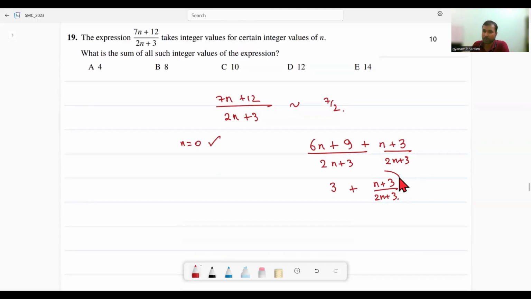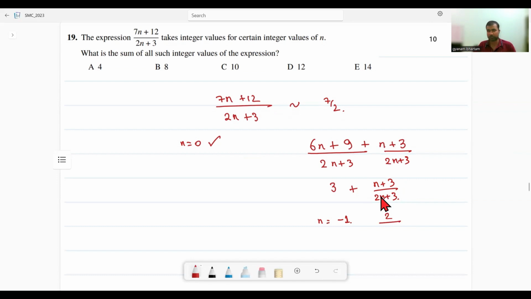Now this will be an integer only when the denominator is not larger than the numerator, for negative and positive integers. If you put n equal to 1, for example, the denominator is the larger value, which we can't use. Now if you use n equal to negative 1, it's going to give 2.